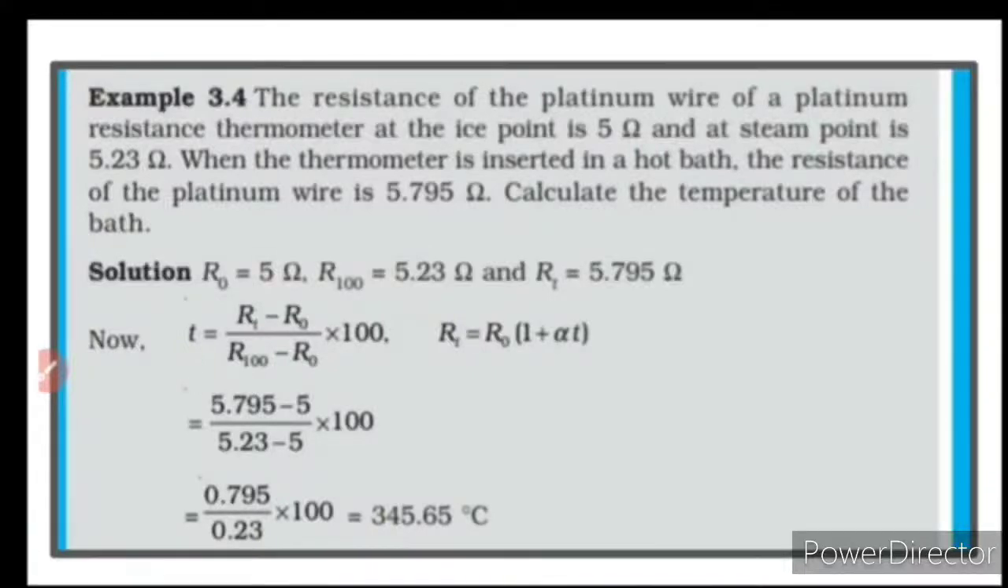Now we will do problems. So first one, this type of problem is important. First one, example 3-4. The resistance of the platinum wire of a platinum resistance thermometer at the ice point is 5 ohm and at the steam point is 5.23 ohm. When the thermometer is inserted in a hot bath, the resistance of the platinum wire is 5.795 ohm. Calculate the temperature of the bath.